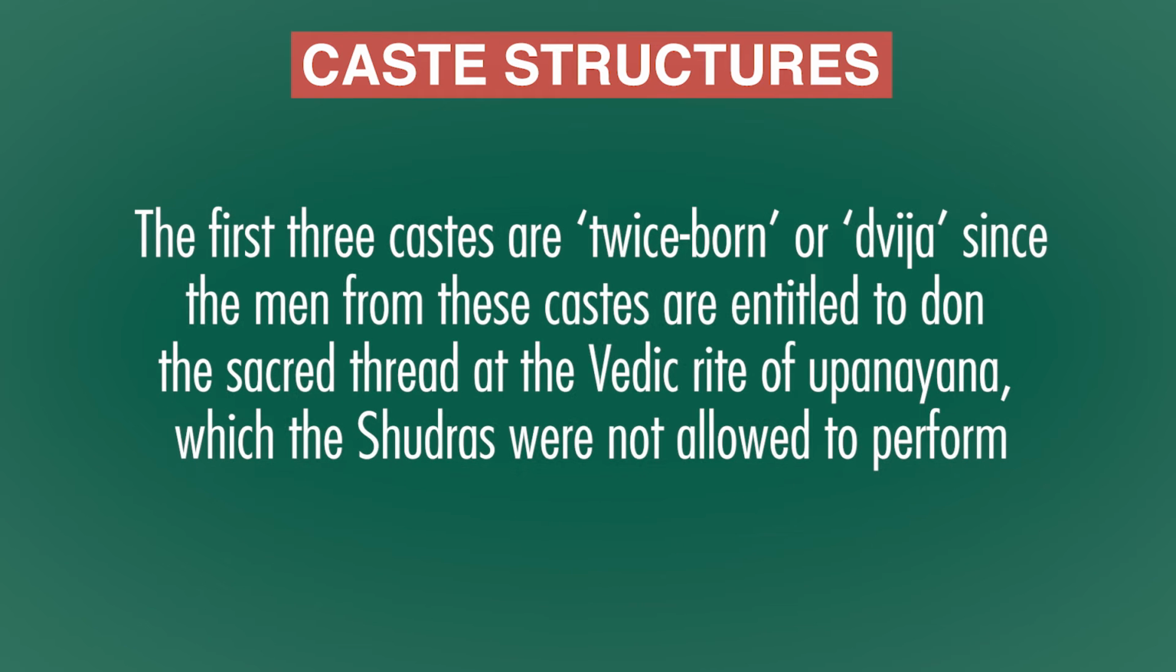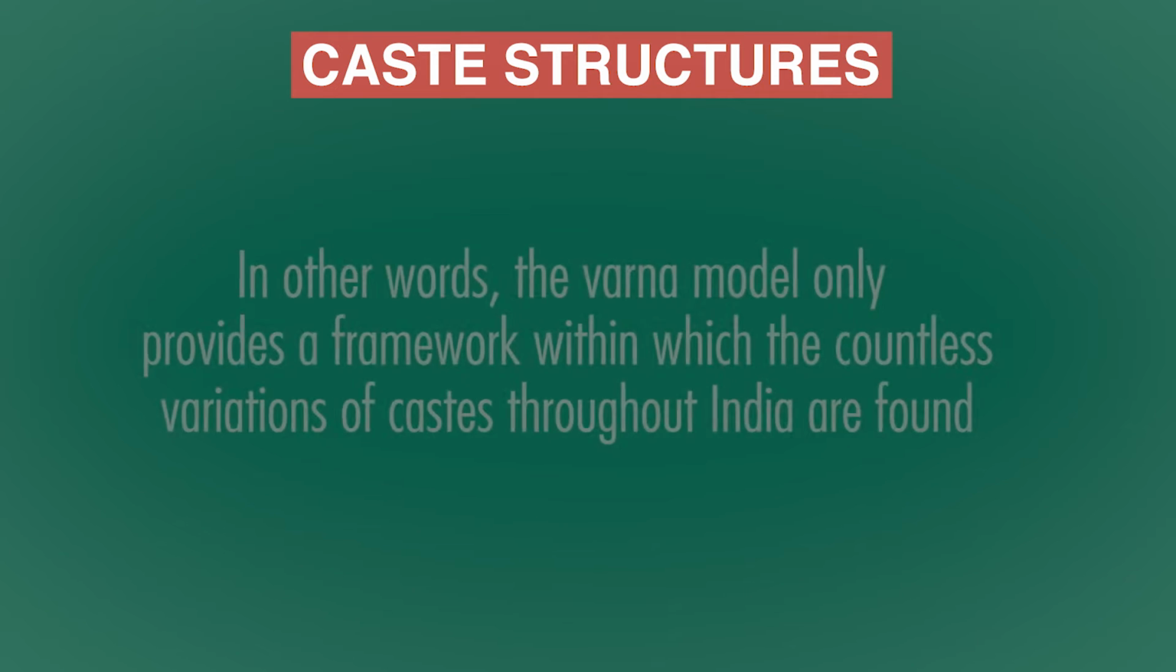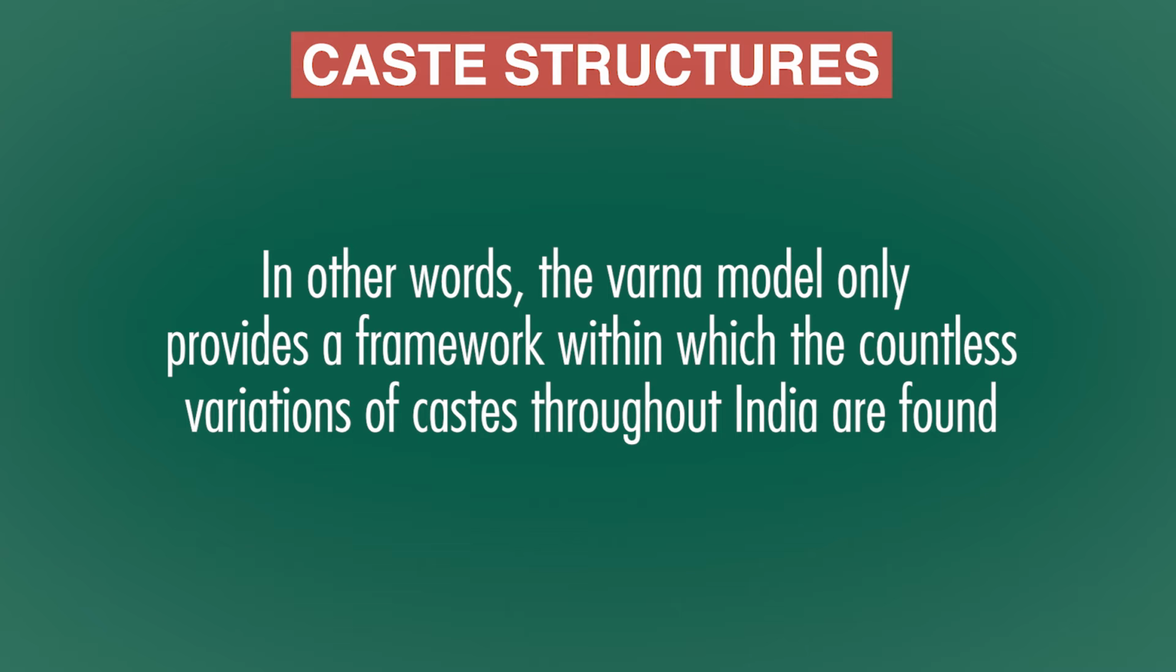The first three castes are twice born or Dvija, since the men of these castes are entitled to don the sacred thread at the Vedic rite of Upanayana, which the Sudras were not allowed to perform. The untouchable castes are outside the Varna system. The caste system is an all-India phenomenon in which the Varna model provides an all-India macrostructural scheme. In other words, the Varna model only provides a framework within which the countless variations of caste throughout India are found.